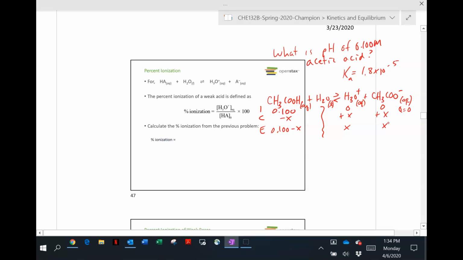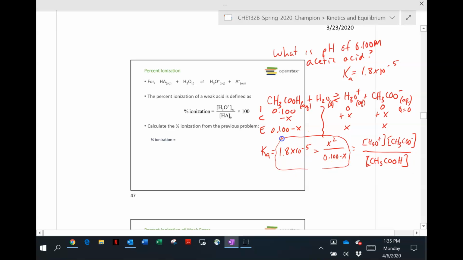And I can solve this equilibrium problem by saying Ka, 1.8 times 10 to the negative fifth, is equal to X squared over 0.100 minus X. Now the way I got that was that's the hydronium ion concentration, which is X, times the acetate ion concentration, which is X, so X times X, X squared. And then on the bottom here we have the acetic acid concentration. So we've got this little math equation to solve here. There is a useful trick here.